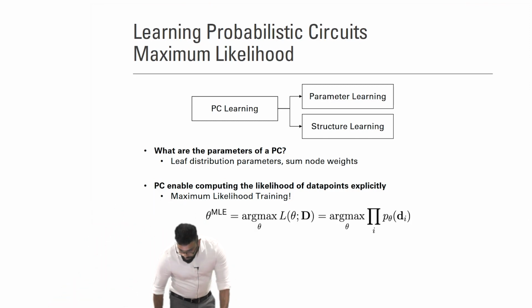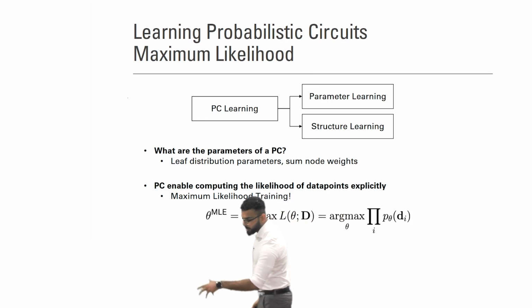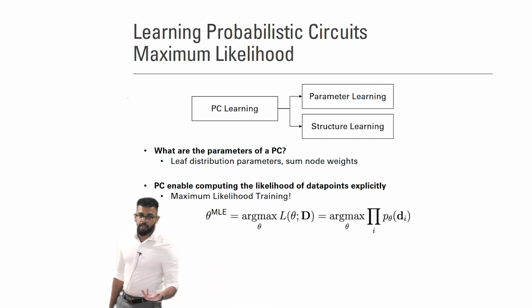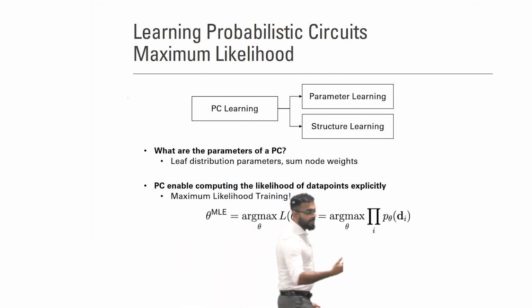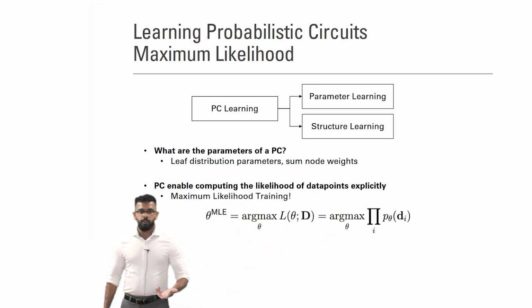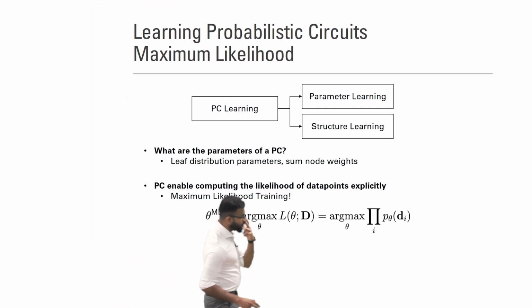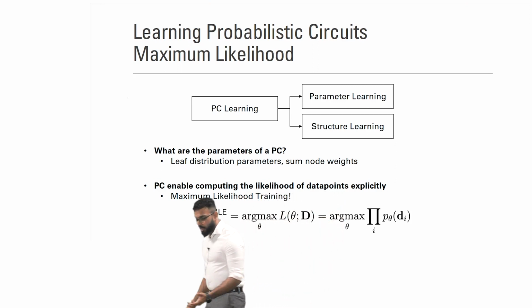Now, when it comes to parameter learning, the approach you take is obviously maximum likelihood, because when it comes to models like probabilistic circuits, you have a way of directly evaluating the likelihood associated with each input data point, right? And what is the best model that you can get? It is the model that best explains the data that you have, right? It gives the best likelihood for your data distribution, for the data that you have at hand. So you can do maximum likelihood training, in which you are interested in finding the parameters that maximize the likelihood or the log likelihood.